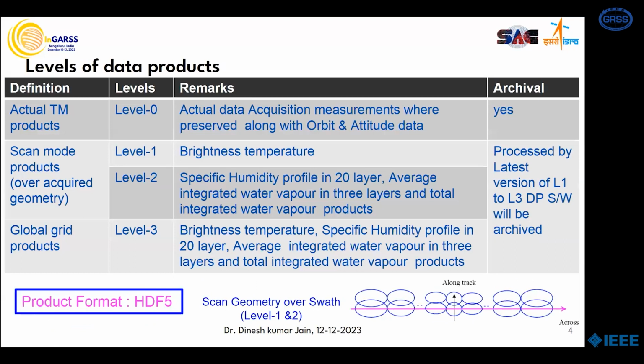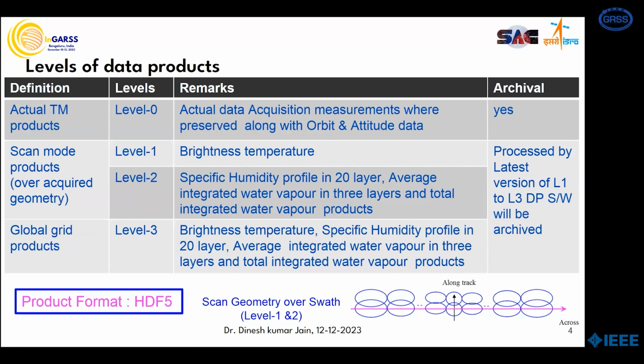Levels of product. There are three types of products defined for MHS payload data. The first one is the actual telemetry product. It is defined to preserve the actual data acquired by the payload along with the orbit and attitude parameters. The second one is the scan mode product. It is defined over the acquired geometry. There are two types of products defined in this category. Level 1 is associated with the brightness temperature parameter. Level 2 is associated with the humidity profile parameter.